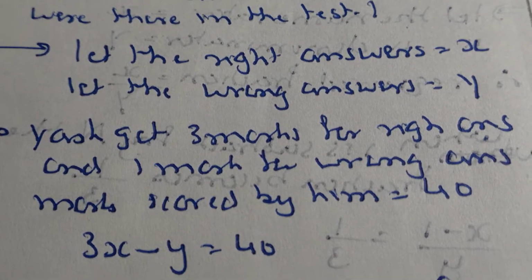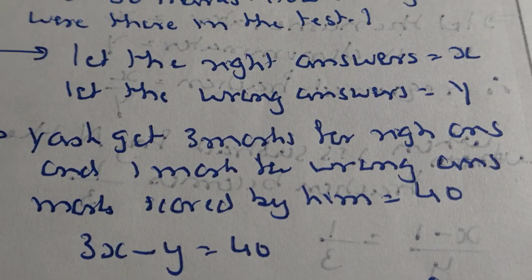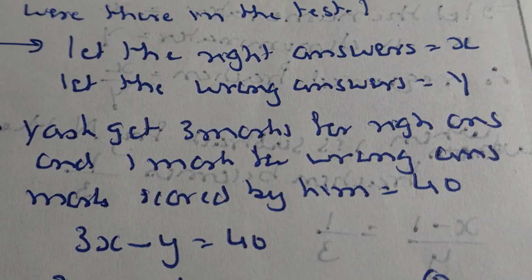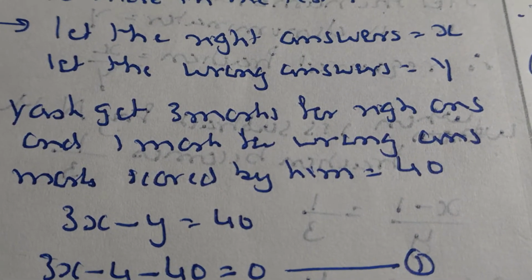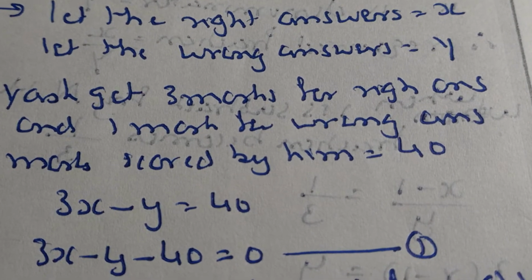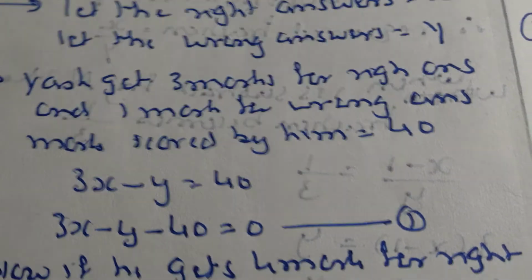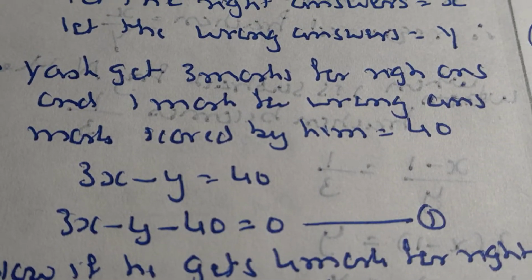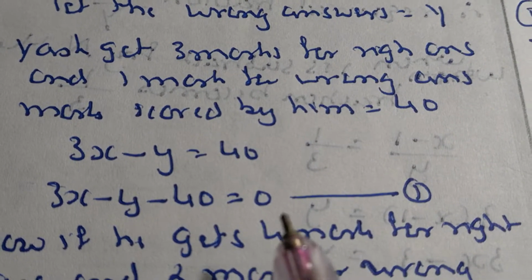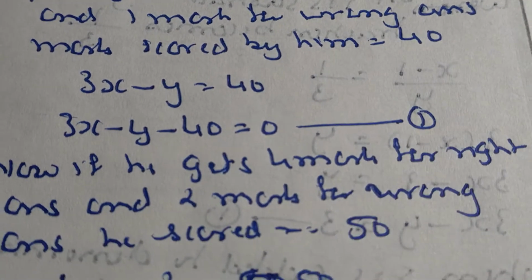Yash gets 3 marks for the right answer. So right answer is x, so it is 3x. And 1 mark for the wrong answer, that is y. 1y means y. So 3x minus y, total marks scored by him was 40. So the equation 1 is 3x minus y is equal to 40. Shifting 40 to the left hand side, it becomes 3x minus y minus 40 is equal to 0. That is our equation 1.